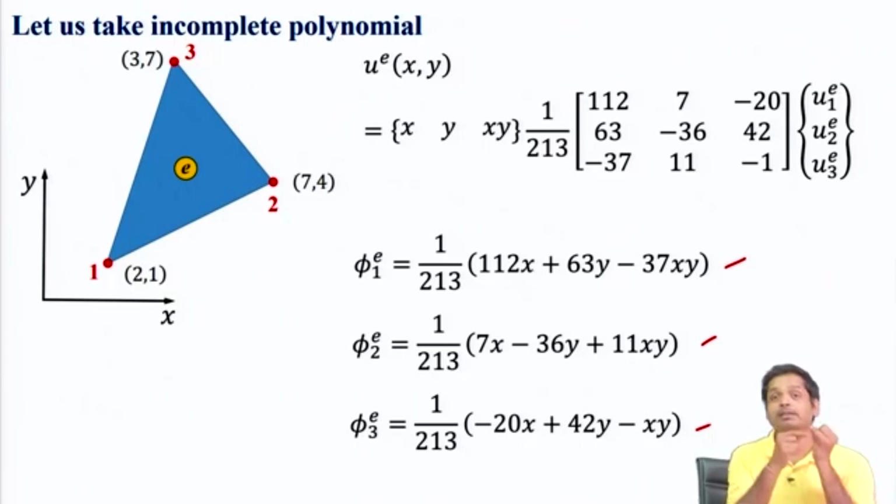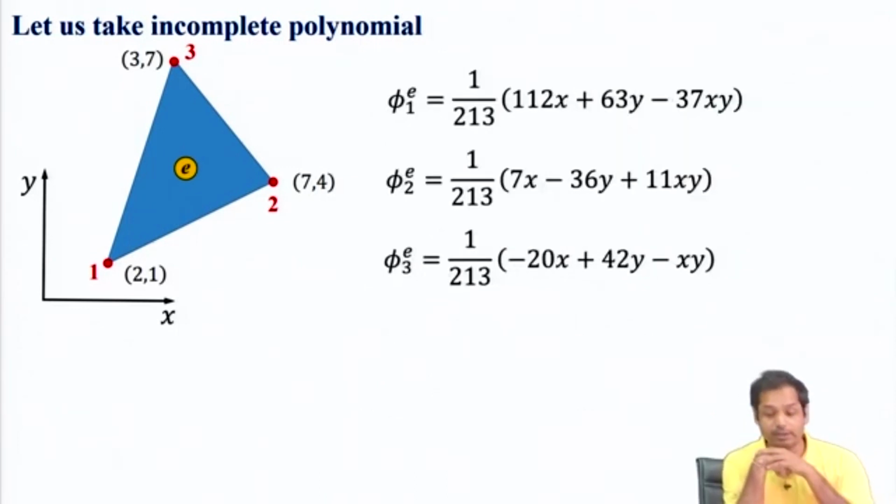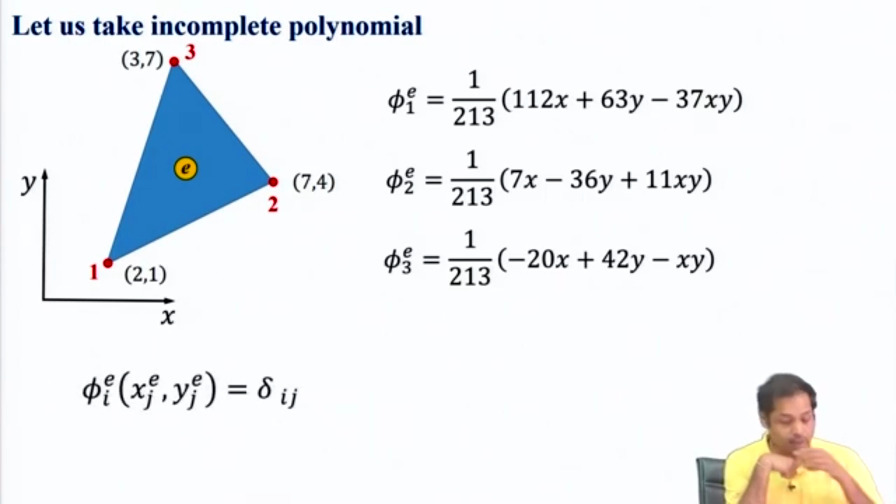We know the Kronecker delta property, which is the interpolation property, and then the partition of unity property. Does this shape function satisfy those properties or not? Let's first check the Kronecker delta property. If you substitute any arbitrary nodal coordinates x and y, you will see that this shape function satisfies the Kronecker delta property.